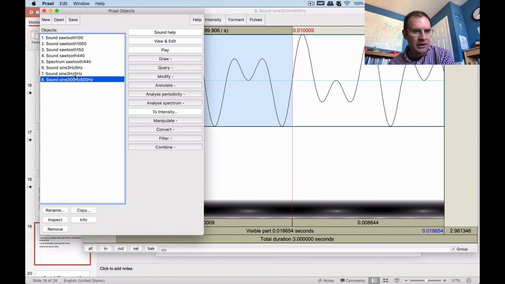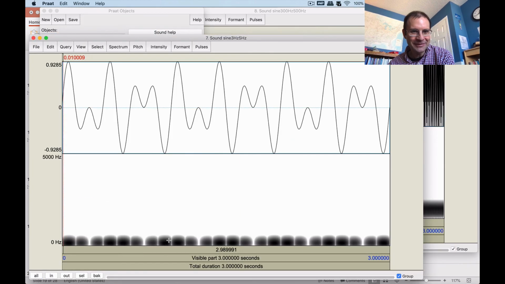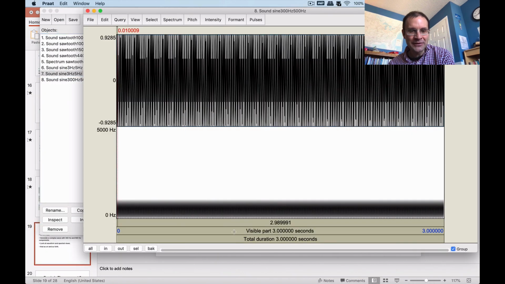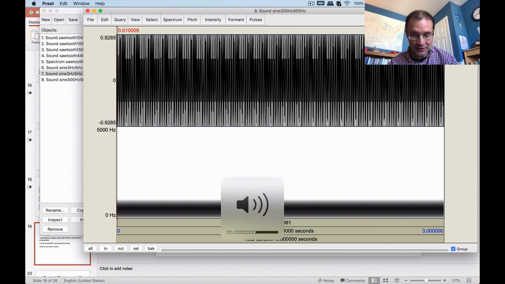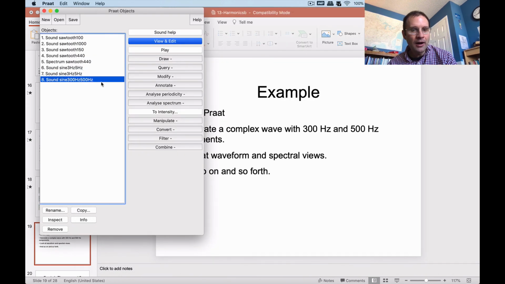Anyways, we can compare it to this one. Zoom out. And that pattern looks similar, right? And this is what it sounds like. Hopefully that's not too loud. Maybe knock it down a notch. And I think you can kind of hear the two tones in there. One's at 300 hertz and one's at 500 hertz.